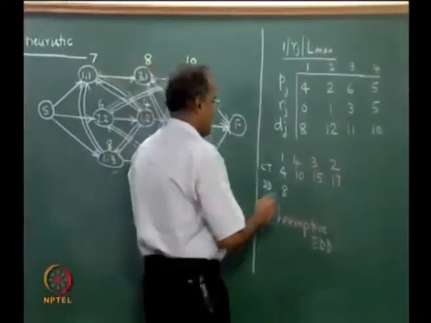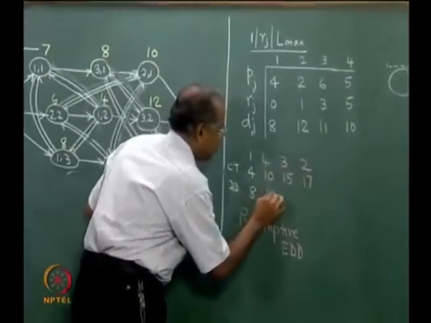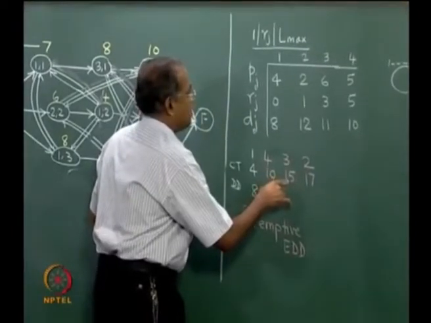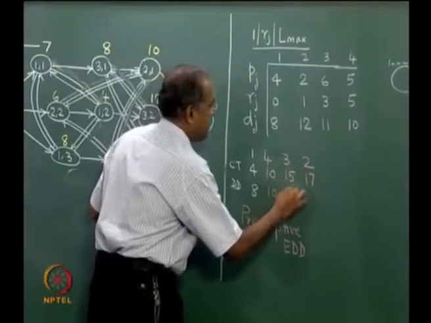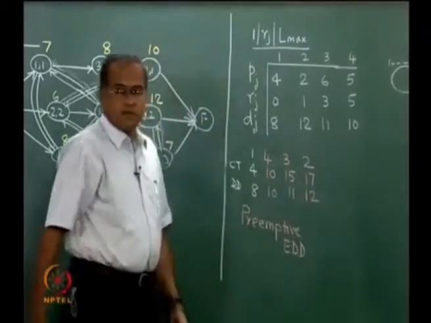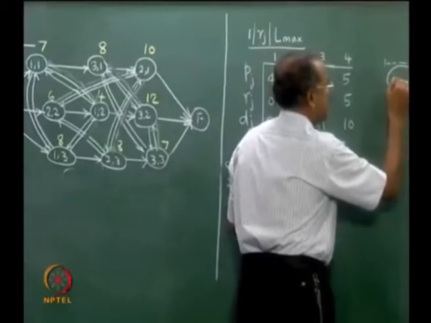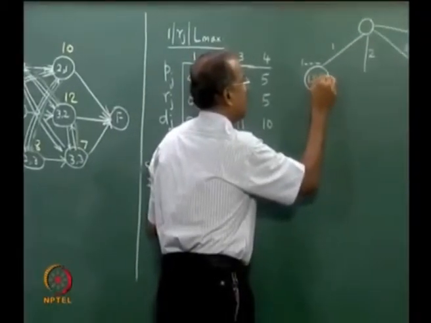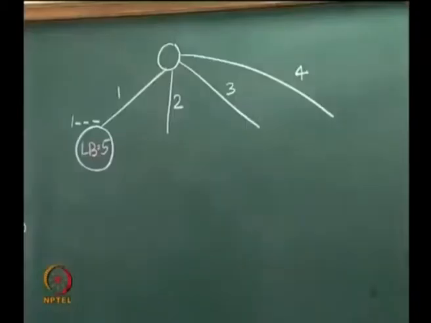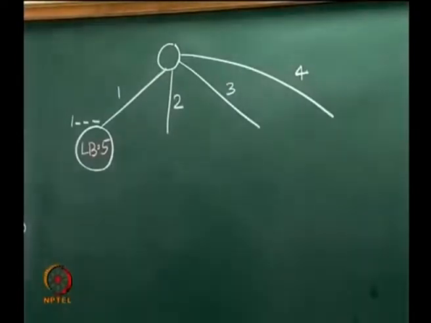Now, due dates are 8, 10, 11 and 12. So, this has maximum tardiness. So, the lower bound on L max is equal to 5.